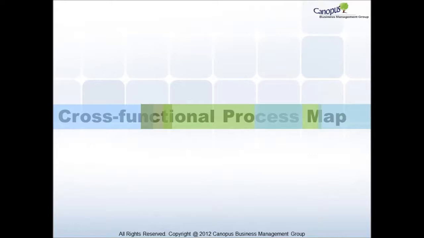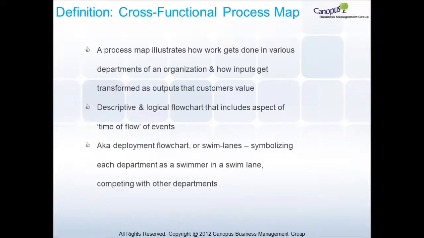In this topic, let's take a look at cross-functional process maps in a little more detail. A cross-functional process map is a process map that illustrates how work gets done in various departments of an organization, and how inputs get transformed into outputs that customers value. It is a descriptive and logical flow chart that includes the aspect of time of flow of the events.